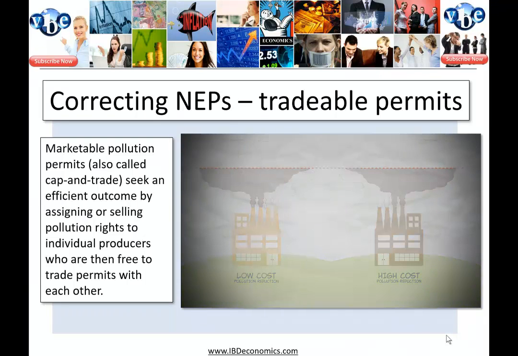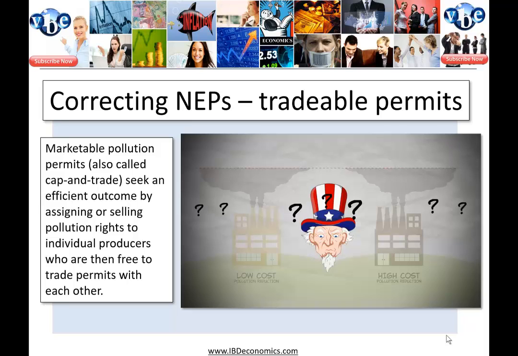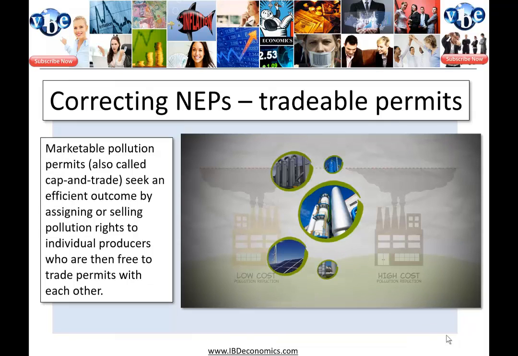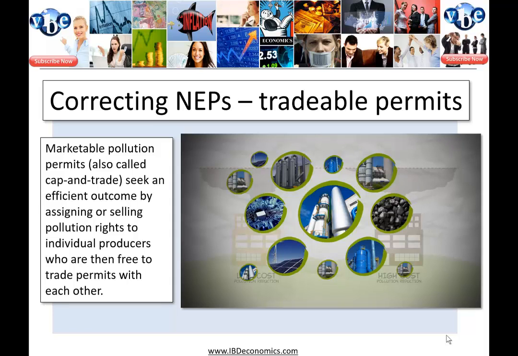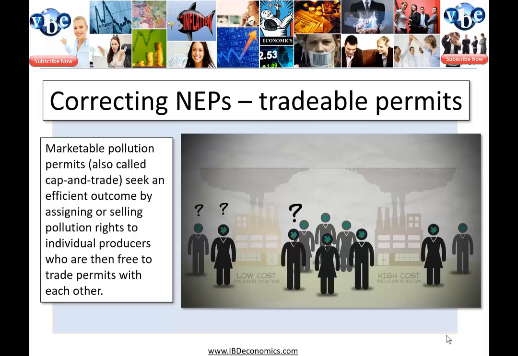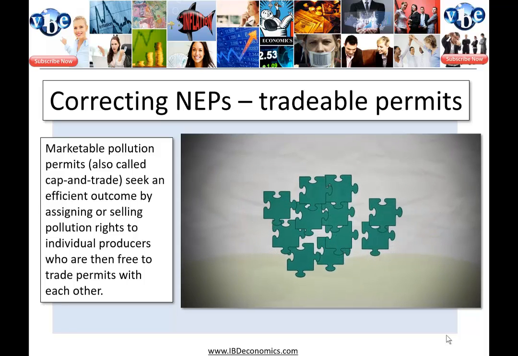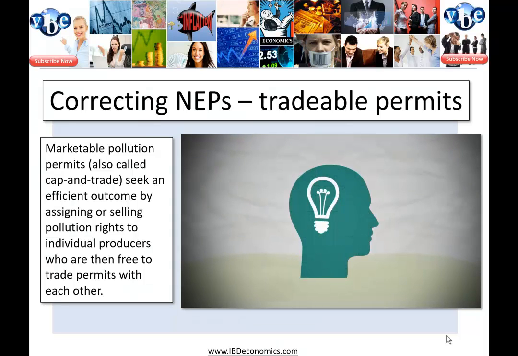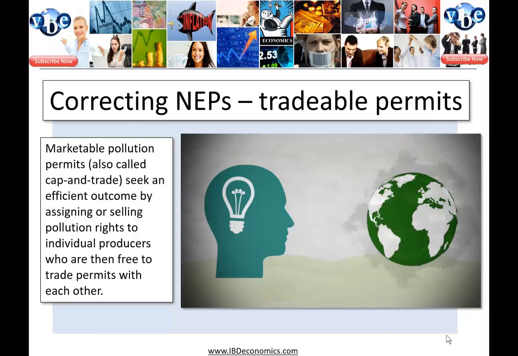Great. But wait. Unfortunately, the government doesn't know which plant is the low-cost plant. Remember, there are lots of ways of reducing pollution, lots of substitutes, and lots of substitutes for substitutes. No one person knows all the trade-offs. Information is dispersed. So how can we draw on this dispersed information and harness the energy of entrepreneurs to discover the best ways to reduce pollution?